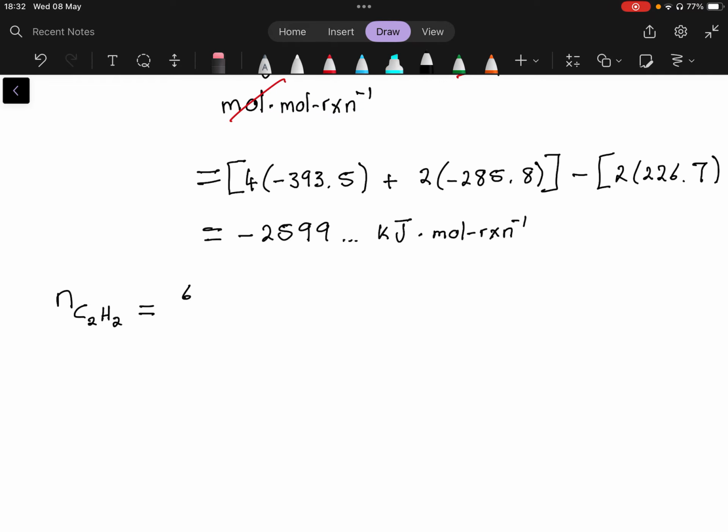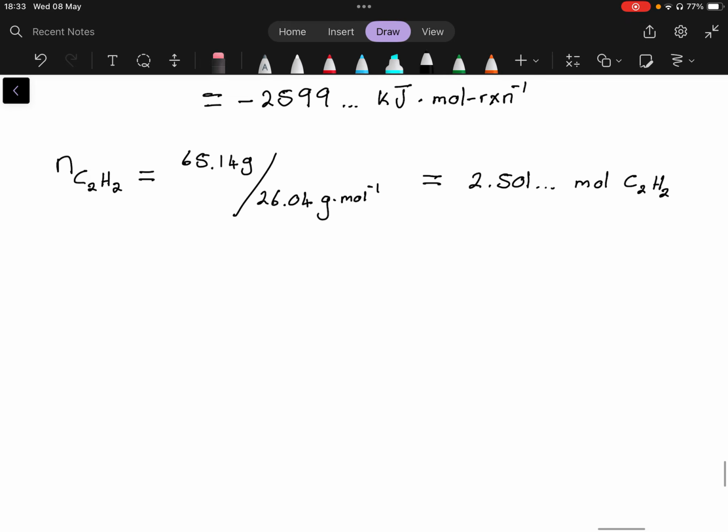which is equal to 65.14 gram, so the mass, divided by the molar mass, which is 26.04 gram per mole. This will give you a value of 2.501 mole ethylene. All right. Now we can do our unit conversions.